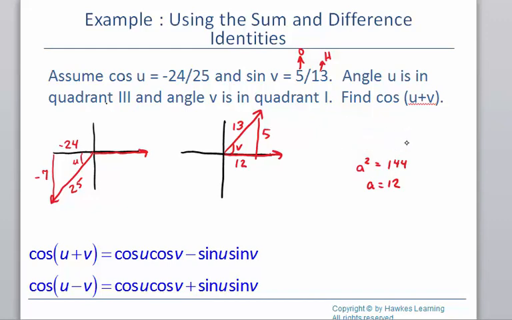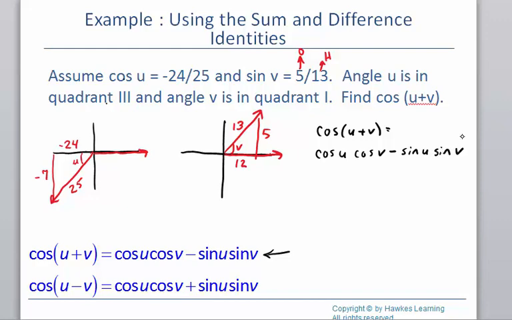So once we have both of our triangles drawn, we're ready to look at what we're being asked to find. The problem asks us to find cosine of u plus v. And we have our formula listed here. So we know that that's equal to cosine u times cosine v minus sine u times sine v. So what we need to do is use our pictures to identify each of these four values.